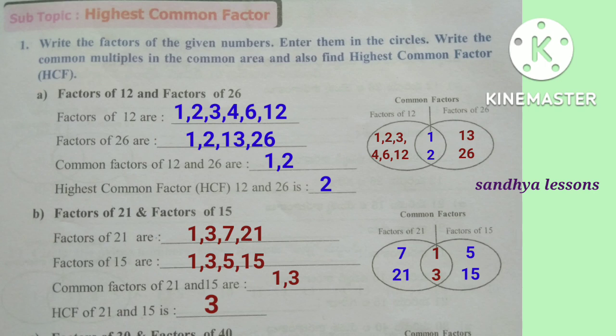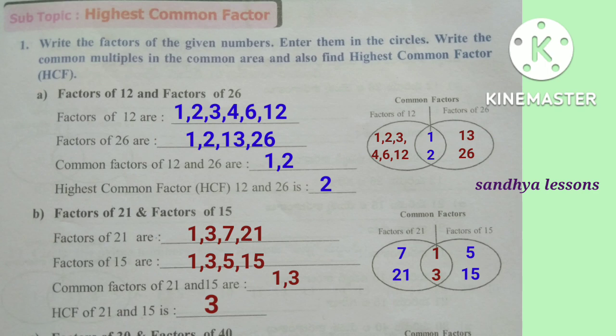Factors of 12 are 1, 2, 3, 4, 6, 12. Factors of 26 are 1, 2, 13, 26. Common factors of 12 and 26 are 1 and 2. Highest common factor of 12 and 26 is 2.